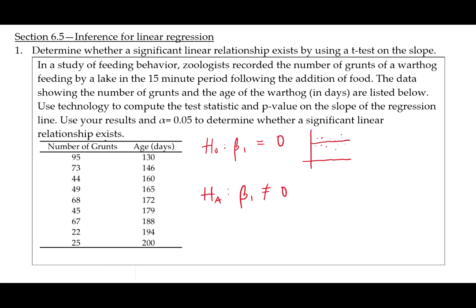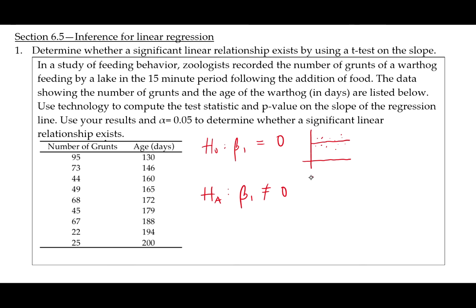For this particular example, we'll use the number of grunts as our x variable and the age as our y variable. So we go along, we hear a warthog grunting, and we count the number of grunts, and we're wondering if we can predict how old that warthog is. It may make sense to switch the x and the y variables, but in order to just test whether there's a significant linear relationship, it doesn't actually matter which variable is the explanatory variable and which is the response variable. We're just looking to see if there is a slope that is different from 0.